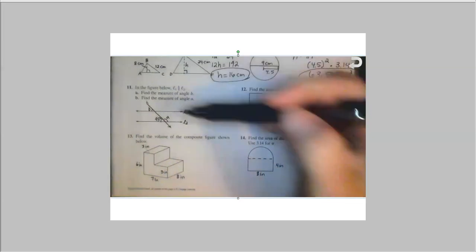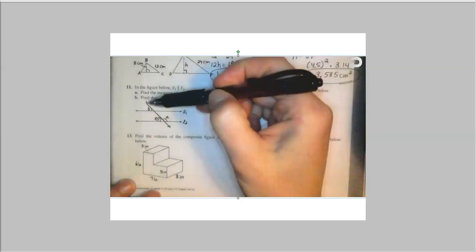All right, in number 11, we've got two parallel lines, line 1 and line 2, and they are cut by this transversal. So you can see it creates several different angles with those parallel lines. And we're asked to find angle B and angle A. All we know is that this angle is 45 degrees. Well, there's a couple of things that we need to know about two lines cut by a transversal. There's a lot of angle relationships here that we can talk about.